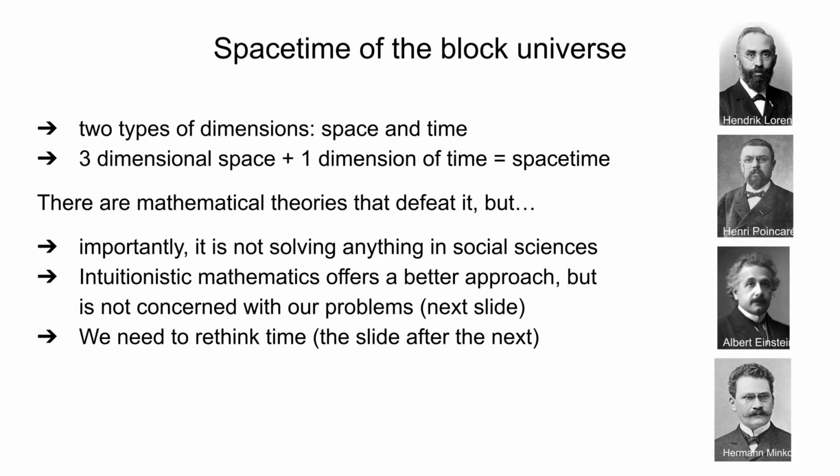Even though there are mathematical theories that could defeat this theory, which means that could prove it wrong, this is not bothering us here. What is important here is that we have no useful application to social sciences, but the social sphere also forms part of our world. Intuitionist mathematicians offer a better approach, but this approach was not known to me when I developed my theory. I shall certainly test the implications of it in the future. For the moment here, this is not of our concern.